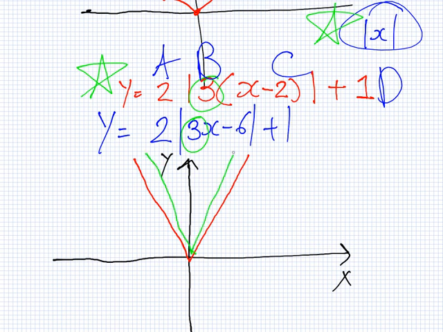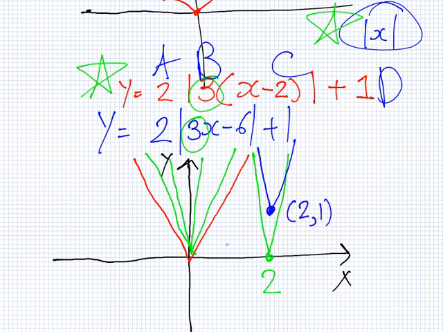The 3 compresses it. So right now it's very skinny looking. The minus 2 moves this to the right, so it'll be skinny and over here 2 units to the right. And then the plus 1 moves it up. So the graph will finish over here, and you can exactly know where this point is. It will be the point (2, 1), because this got moved over and got moved up. So we'll graph that now to see.